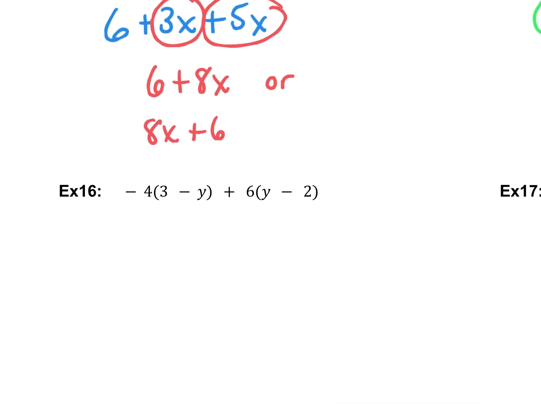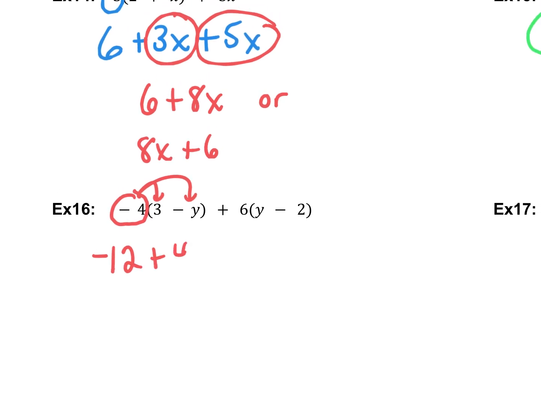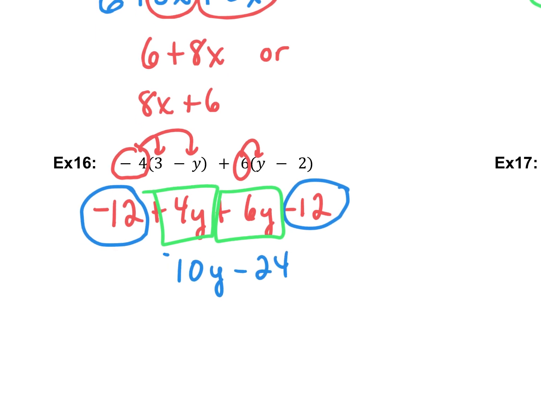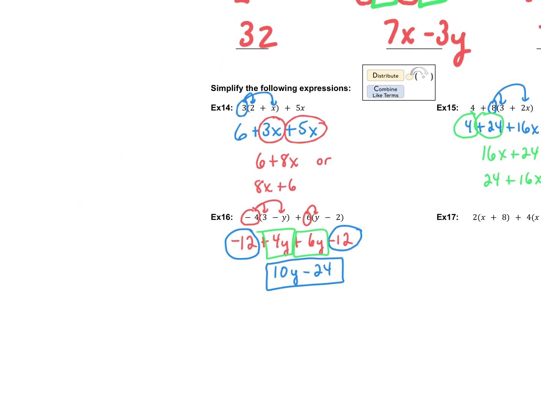For 16, we're going to have to distribute twice. You're taking the number that's right outside. So it's negative 12 plus 4y plus 6y minus 12. Then you're going to circle the like terms: negative 12 and negative 12, and positive 4y and positive 6y. So that's 10y minus 24, was our final answer. It can also be written as negative 24 plus 10y.